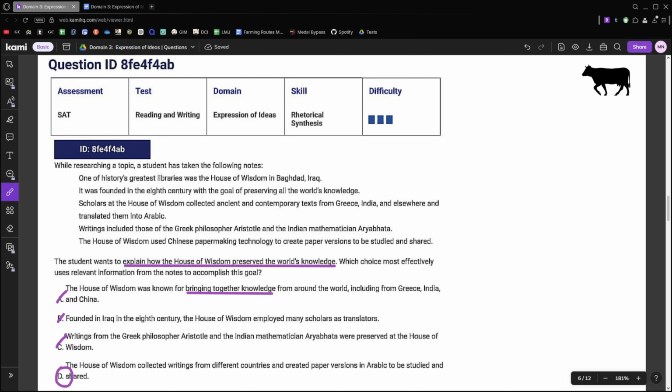The House of Wisdom collected writings from different countries and created paper versions in Arabic to be studied and shared. There you go. This right here explains how the knowledge was preserved. They translated it to a different language, created paper versions of it, and that way it could be studied and shared. That's why D would be our answer.